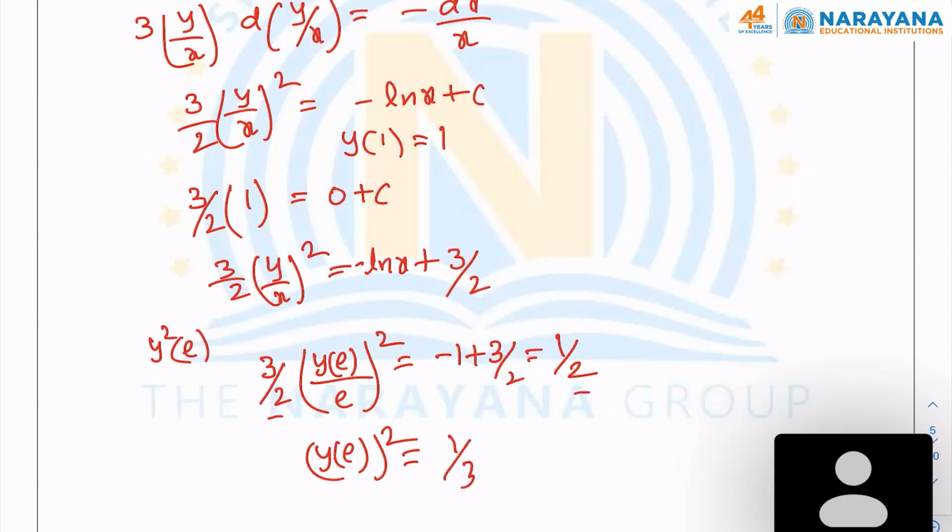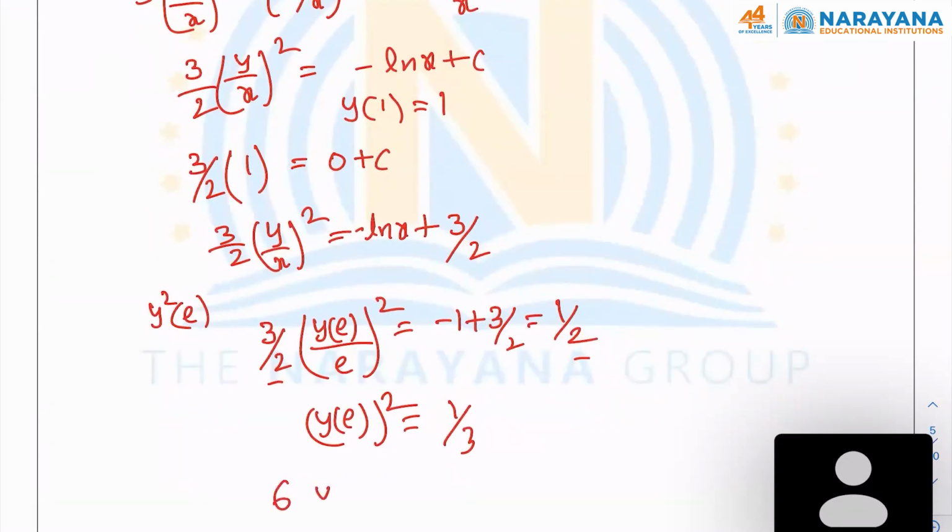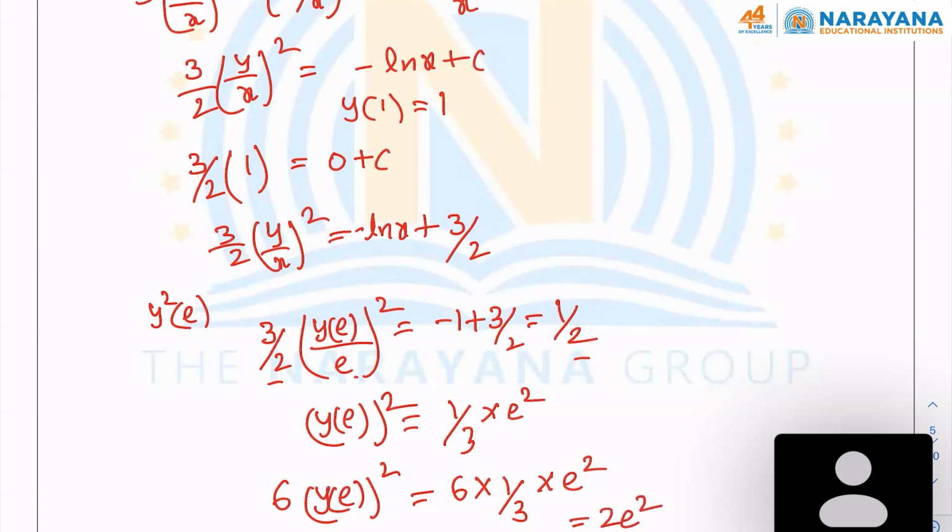2 here, 2 here, they get cancelled out. They're asking 6 into y of e whole square. So 6 into 1 by e... the answer is 2 into e square.